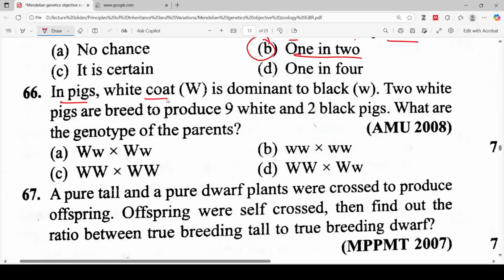In pigs, white color is dominant to black. Two white pigs are bred to produce 9 white and 2 black pigs. What are the genotypes of the parents? So the correct answer will be option A.